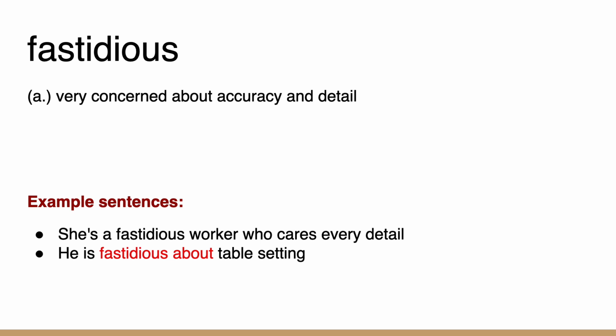The second example here, he is fastidious about table setting. So he cares about every detail of the table setting. He cares about the accuracy and cares about the nuance that other people might ignore. We would describe this person by saying that he is fastidious about table setting. So the collocation for fastidious is about. So if you want to say someone cares about the detail of something, you just say fastidious about something.